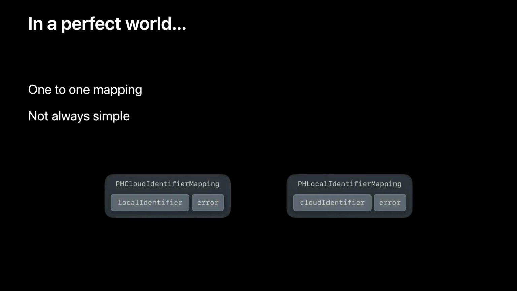But the reality of different device configurations, account settings, network states, and countless other variables can mean things aren't always that simple. To handle that complexity, the API uses a pair of helper objects to hold a valid identifier or an error indicating why the mapping failed.